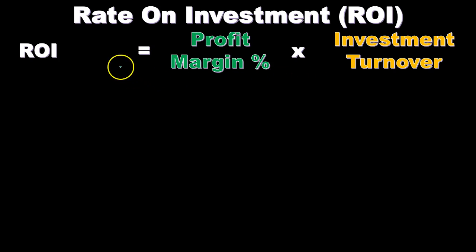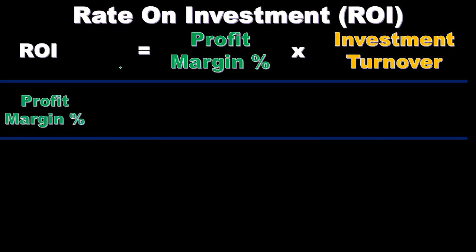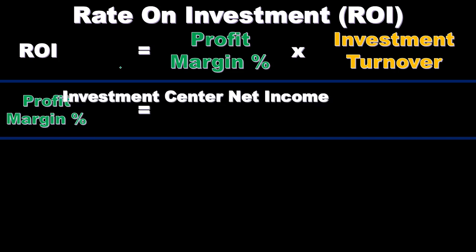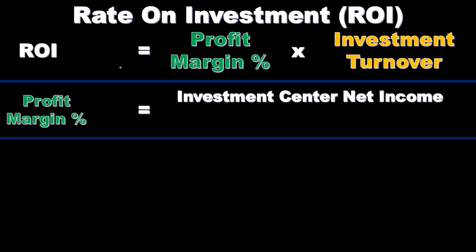So then we have to break out, if we're looking at the ROI, what the next question we're going to ask, of course, is, well, what's the profit margin percent? How do we calculate that? And you'll recall from financial accounting, the profit margin percent, we're talking about an investment center here, so we're thinking the investment center net income.